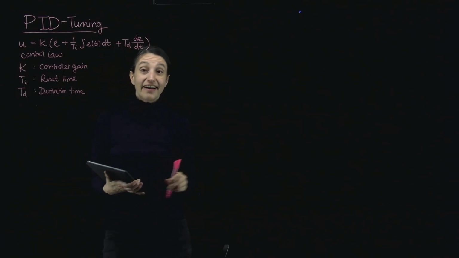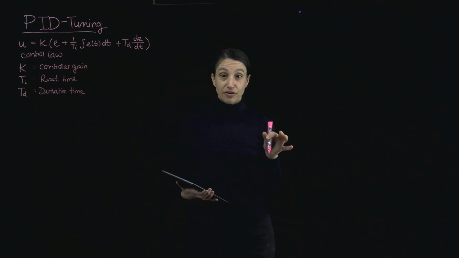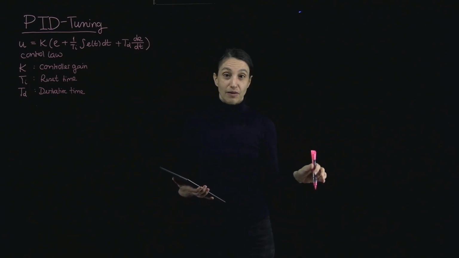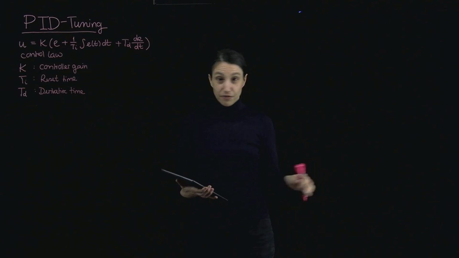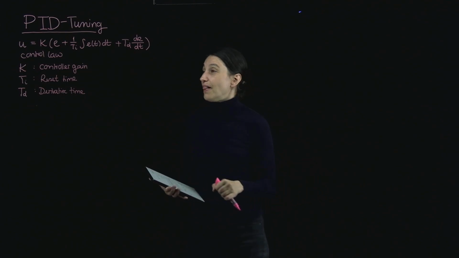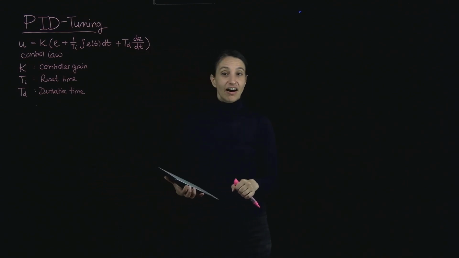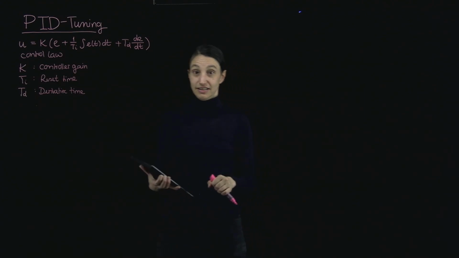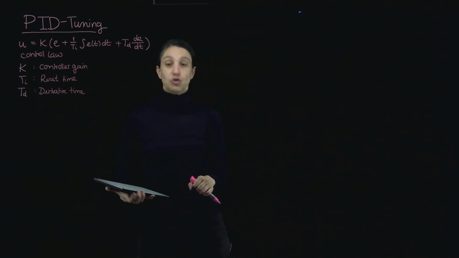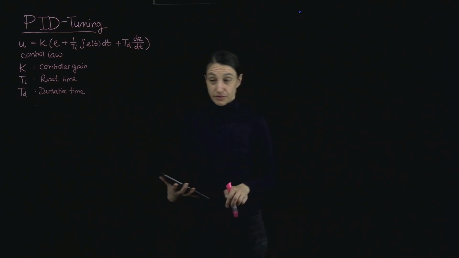Now, the bad news I have to give you from the outset: there are no optimal tuning parameters that work for all processes. You probably have guessed that. So I can't tell you choose k equals 1 and Ti to 10 and choose Td to be 2. The reason why this doesn't work is twofold.